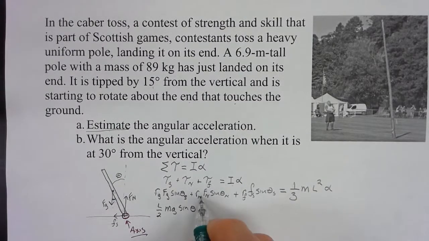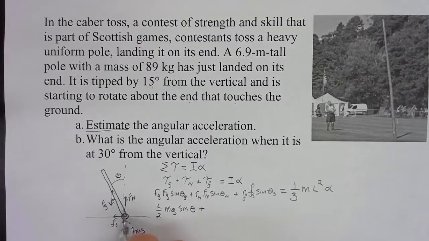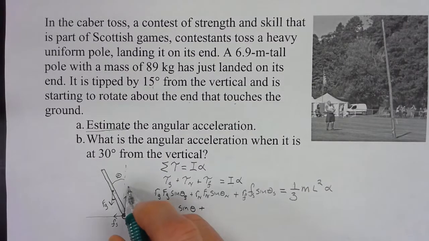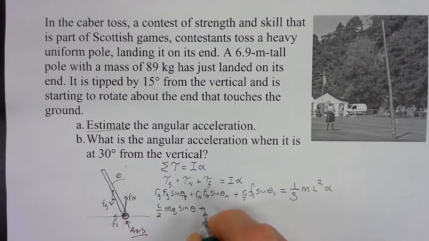Then the normal force, the distance to the normal force from the axis is 0. The normal force is on the axis. Its line of action passes right through the axis. It has no distance to that. So that's going to be 0. This whole thing ends up being 0 because r is 0. And why is that 0? Because r to the normal force equals 0.